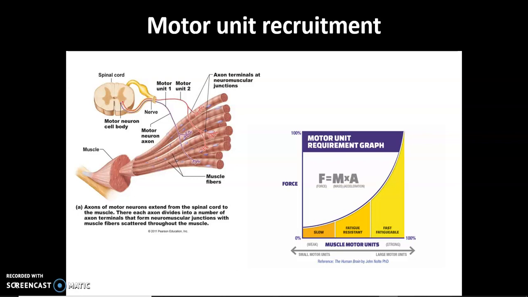Another factor that affects the contraction is the number of muscle fibres within each motor unit, and it can vary from muscle to muscle. So the bigger muscles like the quadriceps or the hamstrings that have a larger body mass will have more muscle fibres and therefore more motor units, whereas the smaller muscles of the lower leg and of the arms would have fewer muscle fibres in each motor unit.